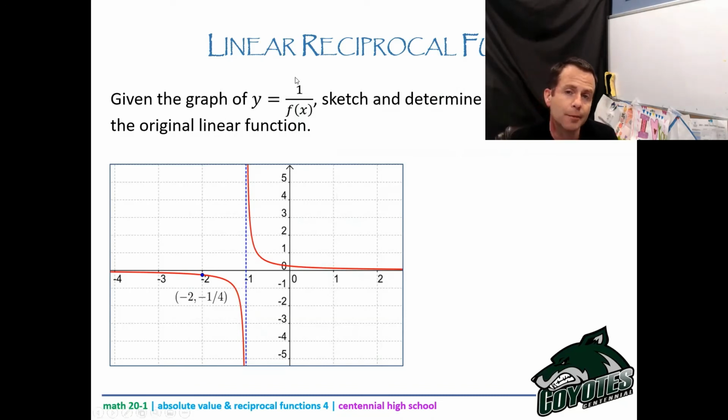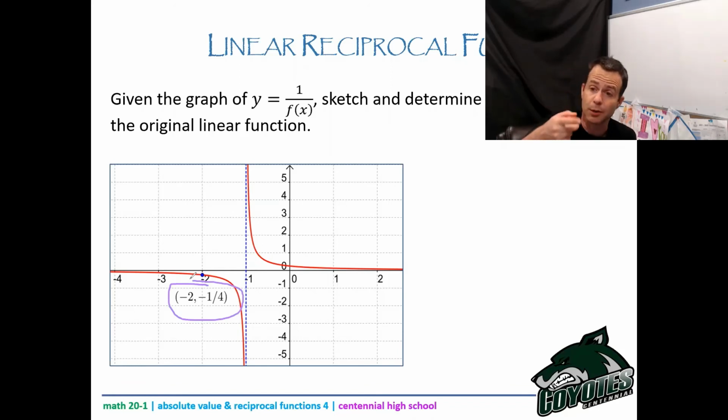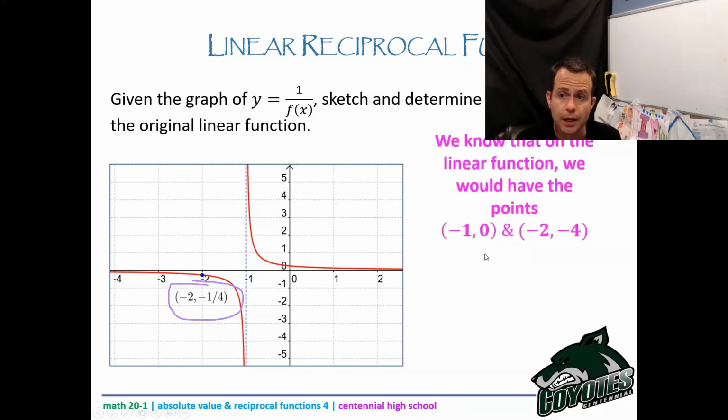Now, I was given this point on the reciprocal graph. Well, that actually tells me what the point would have been on the original graph, right? Because I just reciprocate y. So the original graph would have had to have been -2, -4. So suddenly I find myself with two known points, okay? We know that on the linear function, we would have the points -1, 0 and -2, -4.